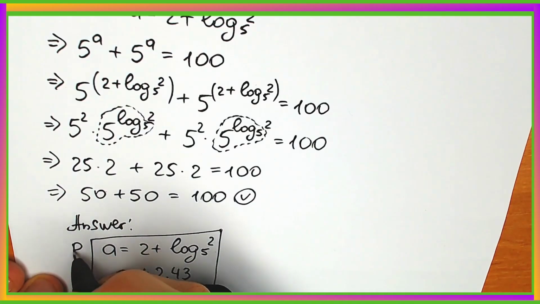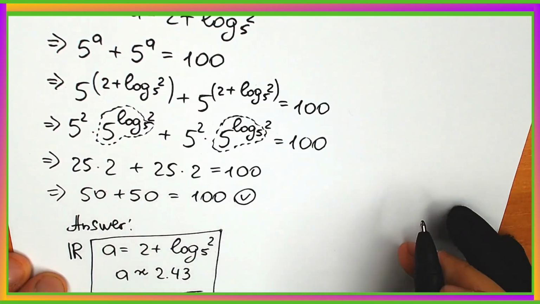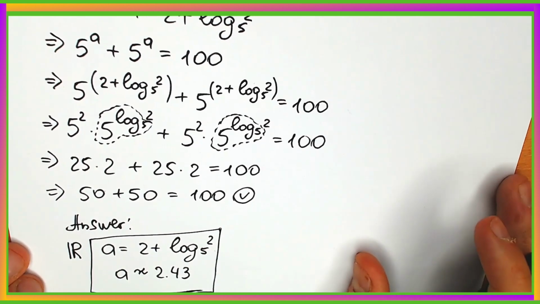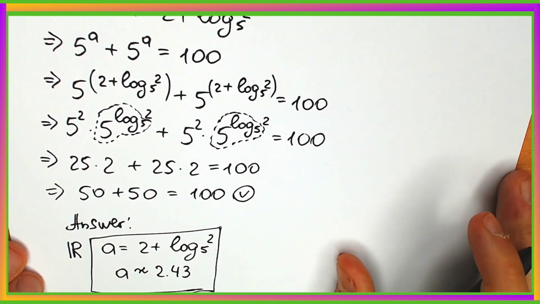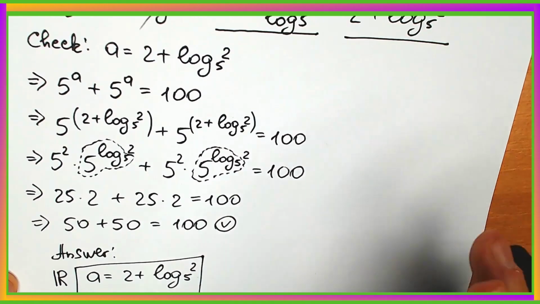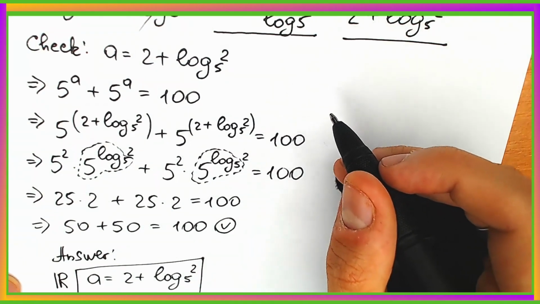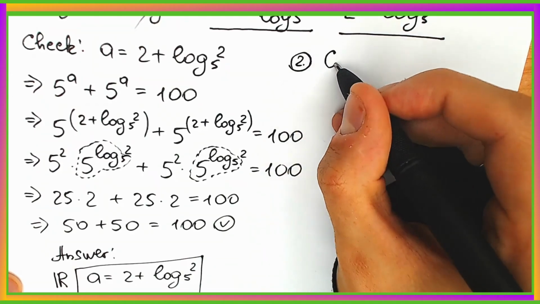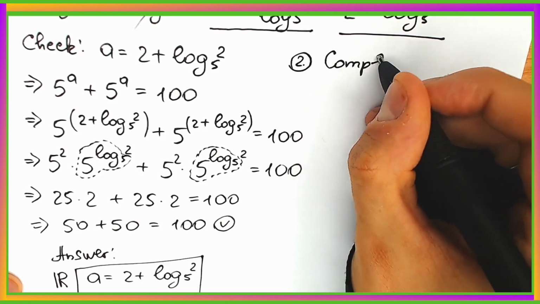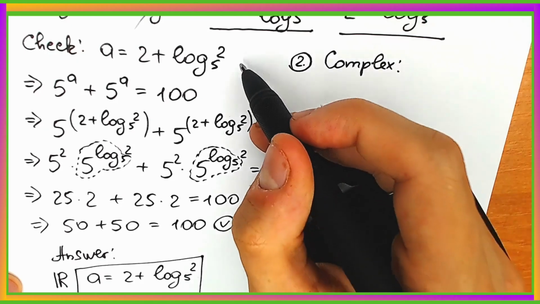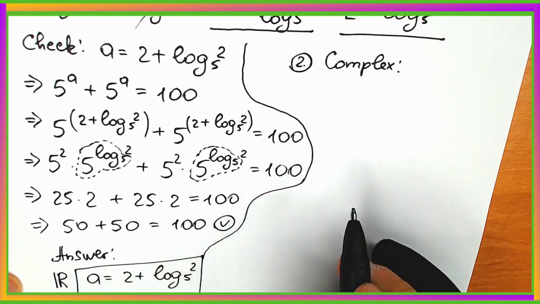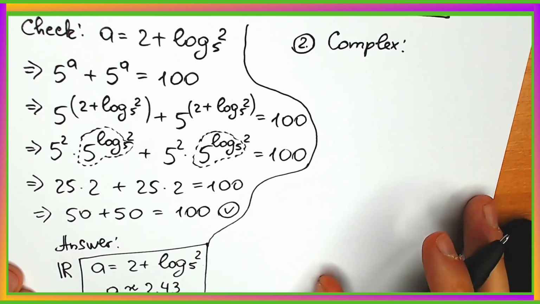This is our real number root, and right now I want to spend about 1 minute to show you how we can find a complex root. Maybe you are interested in this, so let's do this. Here I have space, so I'm going to show you the second part. We're going to find a complex root. So I'm going to split this, and we're going to spend about 1 minute to find a complex root.